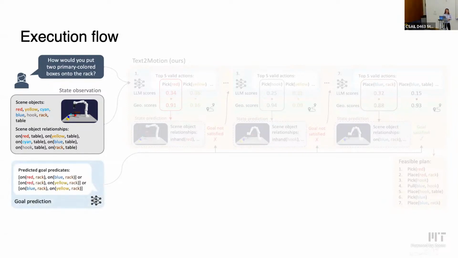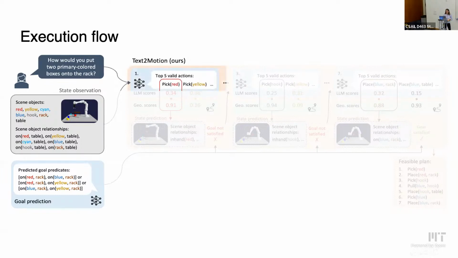So as a first step, we predict the goal. Given this instruction, we have to somehow figure out a formal way to describe the goal that our plan needs to satisfy at the end. And so here, for this goal of putting 2 primary colored boxes onto the rack, you see the combinations combined by or that would be a correct solution to that instruction.